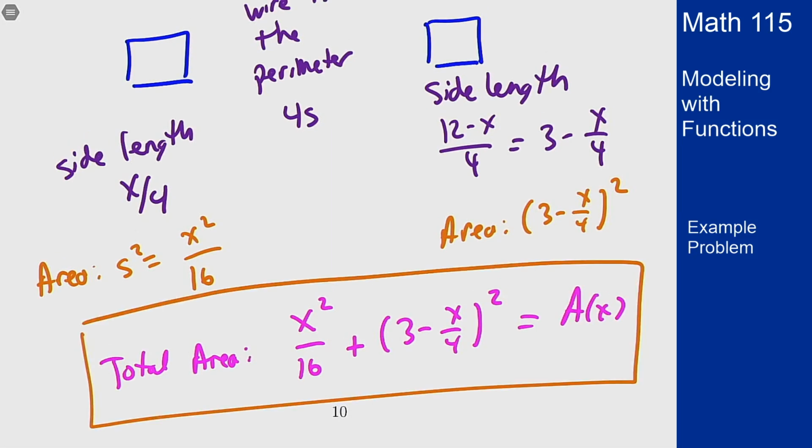This is how you go about finding a function for the total area you get from these two squares when you cut a wire this way, by setting up a picture for what they look like, working out what it has to be, and then writing out a total function for the area of the situation.